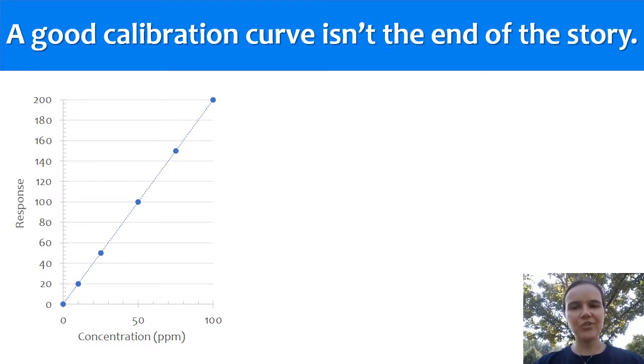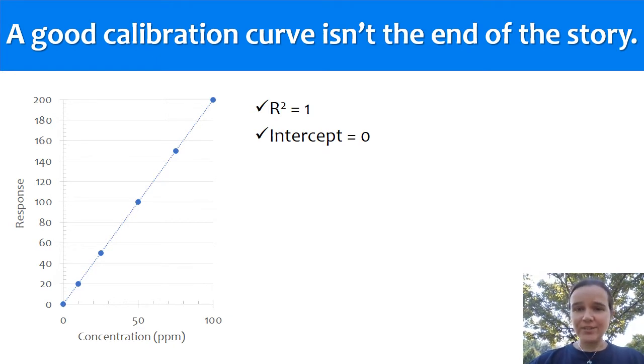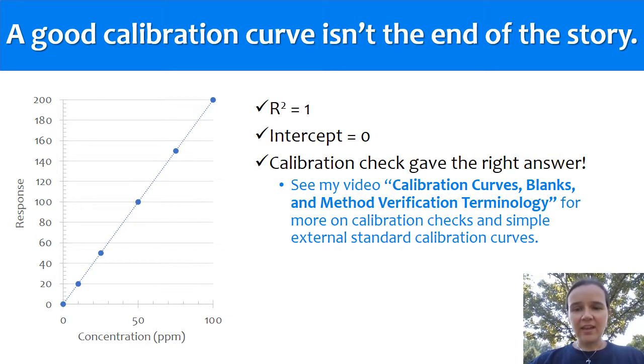Okay, calibration curves. Having a good calibration curve simply isn't the end of the story. I'm going to walk through a couple of things that we all have believed and maybe still believe at some point about having a good analytical method. The first is that r squared equal to 1 or very close to 1. All this tells you is that it's a linear calibration curve, which is really important. Maybe you also have an intercept of 0, which means that your blank was good. And maybe you also did a calibration check and it gave you the right answer for that known concentration. So everything is great, right? You have a right answer.